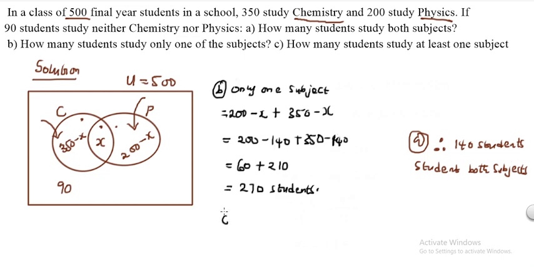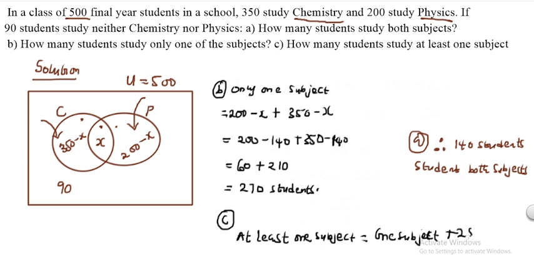Then for the third question, we are told to find how many students study at least one subject. At least one subject means or can be interpreted as people who study one subject, because there are only two subjects here, plus people who study two subjects. The logic for at least one subject means those who study one subject or more subjects. More means that if you have 2, 3, 4, 5, 6, 7, 8, you add all of them up. Now, people who study at least one subject is these people here, and these people here, and these people here. So we simply add up everything inside this part, and this part to get our answer.